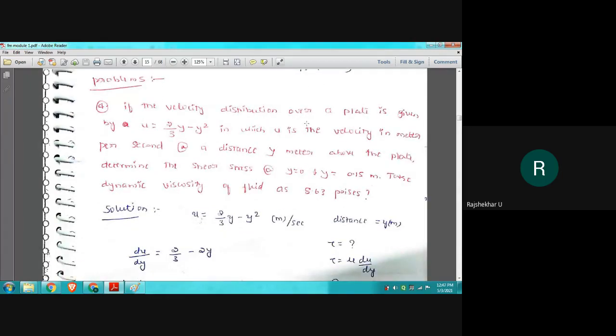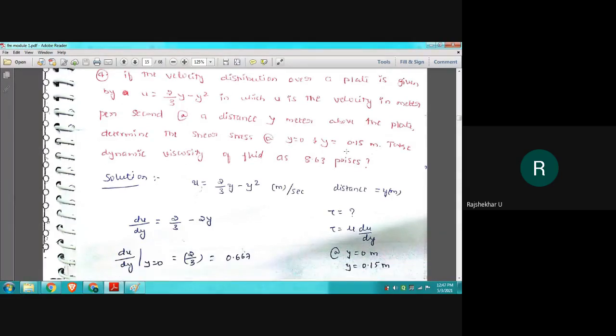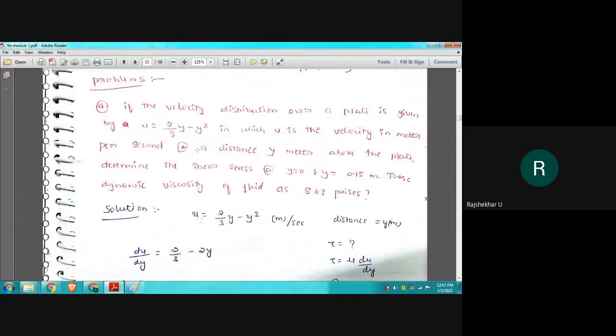If the velocity distribution over a plate is given by u is equal to 2 by 3 y minus y square, in which u is the velocity in meter per second at a distance y meter above the plate, determine the shear stress at y is equal to 0 and at y is equal to 0.15 meter. Take dynamic viscosity of the fluid as 8.63 poise.